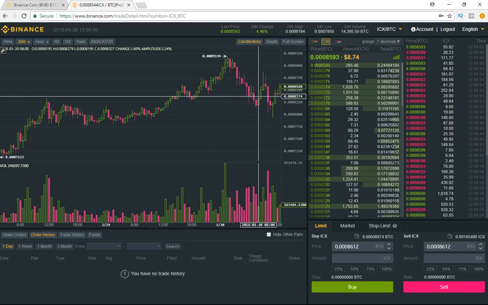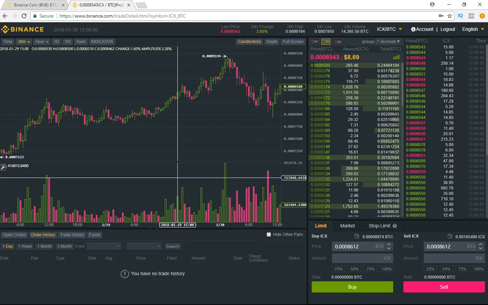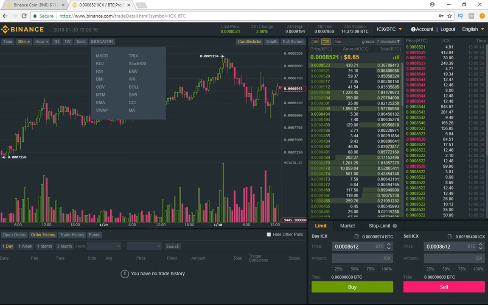So the indicators that we want to start using are going to be the Bollinger Bands and the MACD. What this does for us is basically allow us to look at when to enter a trade, when to exit a trade, and also when a trade is about to be a good point to get in. So looking at this, you have the MACD and the Bollinger Bands.